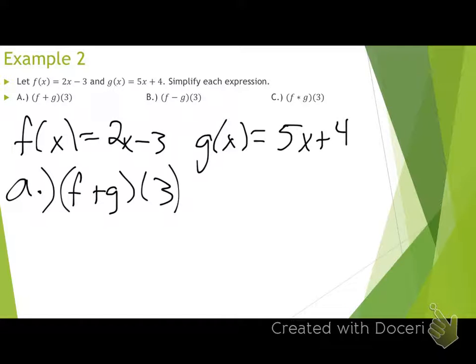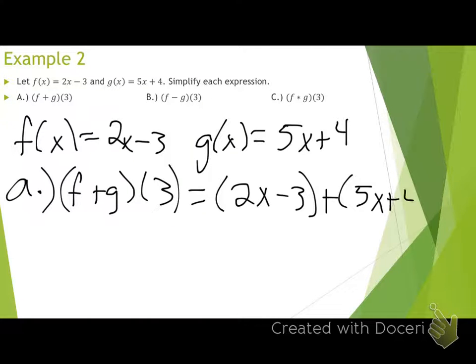There's two ways we can approach this. I'm going to show you both ways. My first method is I could do exactly what I did on the previous slide. Plug in f of x, 2x minus 3, plus plug in g of x, 5x plus 4. I'm going to go quicker on this since we've already done it. Combining my like terms, what's 2x plus 5x? 7x. Negative 3 plus 4, positive 1. There's f plus g of x, correct? That's what we got on part A on the previous slide.